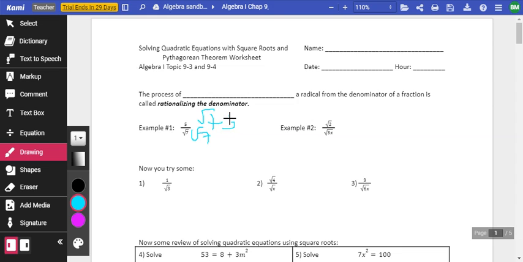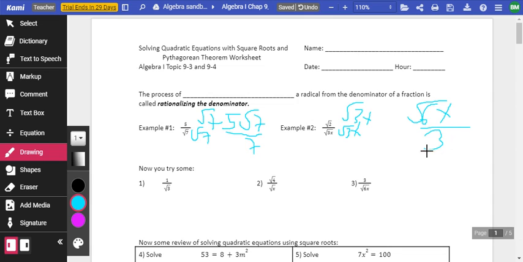So we end up with 5 square root 7 over 7 times 7 is 49. And the square root of 49 is 7. So whatever on the bottom, you just multiply it on the top. So here we're going to multiply square root 3x over square root 3x. 3 times 2 gives me 6, so we get square root 6x. And then 3 times 3 is 9. Square root of 9 is 3. X times x is x squared. That gives me 3x.